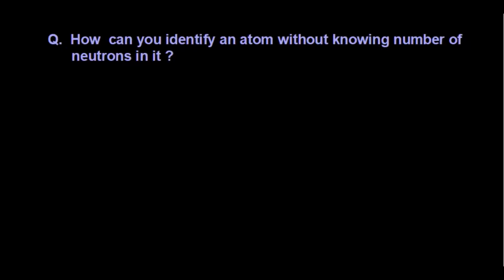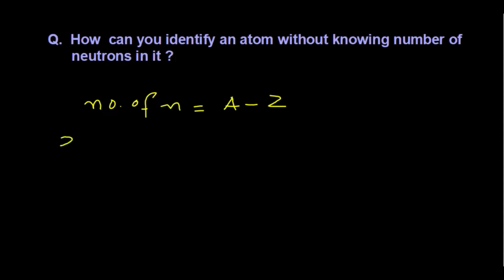The next question which is given, the question is, how can you identify an atom without knowing the number of neutrons? We use the formula A minus Z to identify an atom without knowing the number of neutrons. The formula is number of neutrons is equal to A minus Z, where A is mass number while Z is atomic number.